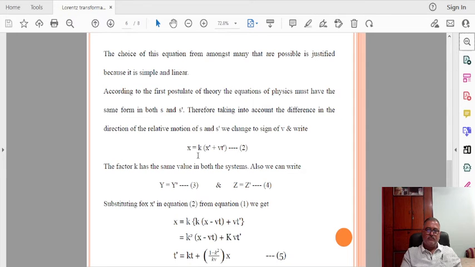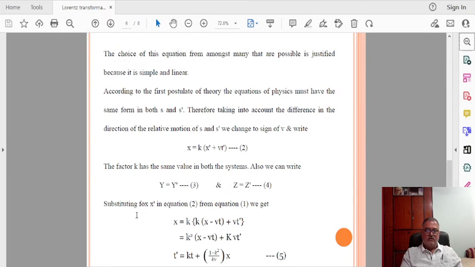x equals k (x prime plus v t prime), and this will be our second equation. See here, the factor k has the same value in both systems, that is for the system S and S prime. And these things we can write: y equal to y prime and z equal to z prime. We will give the equation number 2.